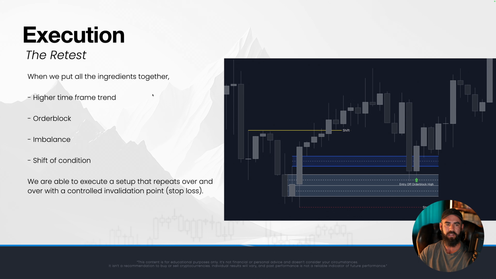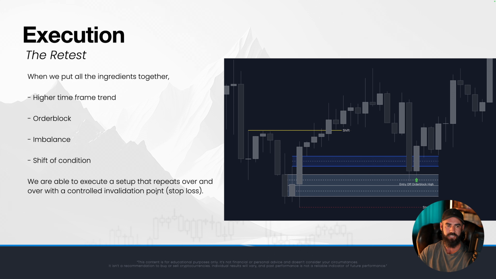So now the retest of the imbalance order block entry. When we put all the ingredients together: the higher time frame trend, which we just went through; the order block, which we've got marked down through here using the body; an imbalance, which was this area, these 3 candles through here, where we've got that space in between, showing that we had that thrust and that strong intention of buying; and the shift of condition, getting above this previous lower high, where there were lots of people who obviously wanted to get out, and they did, but price continued to remain higher.